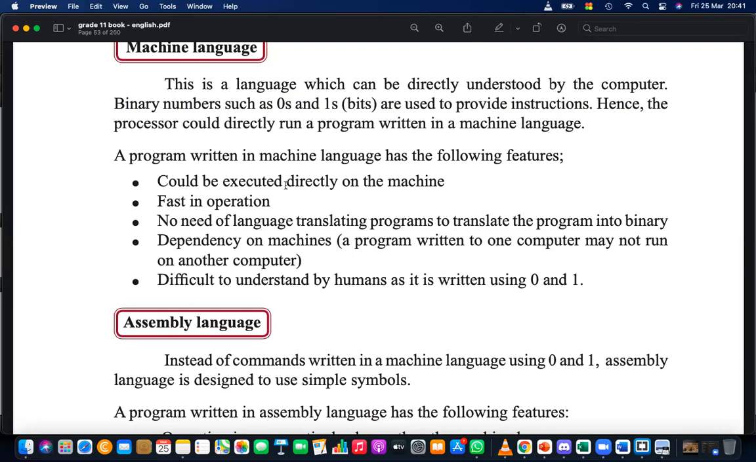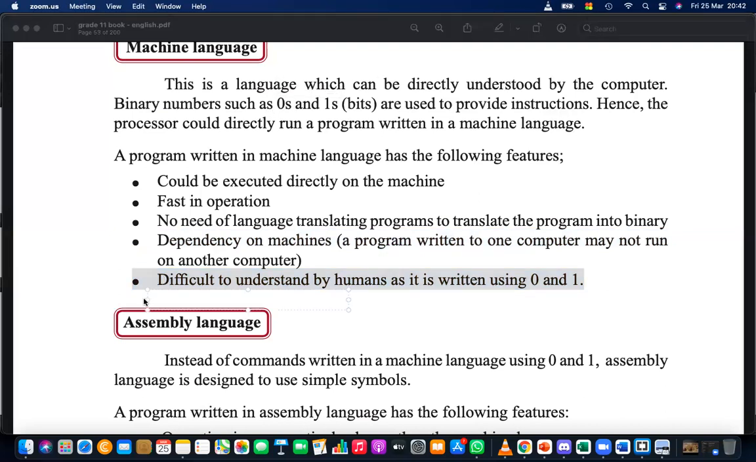Anyway, this is very fast because the machine can understand it now. It can be directly executed. No translation is needed, because the machine can understand. And it is machine dependent. Why? Different machines will behave in different ways according to the different signals. So that is machine dependent. And it is difficult for us to understand. Why is it difficult? There should be a reason.